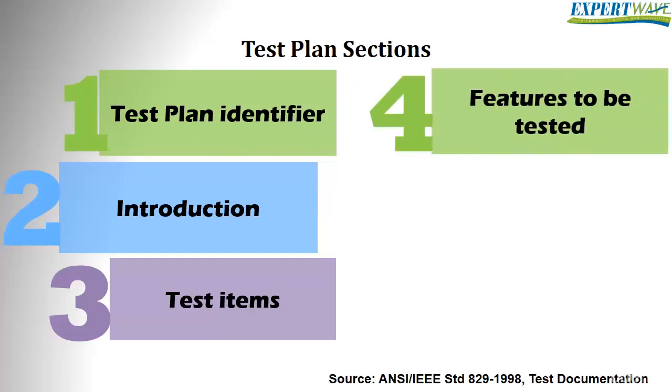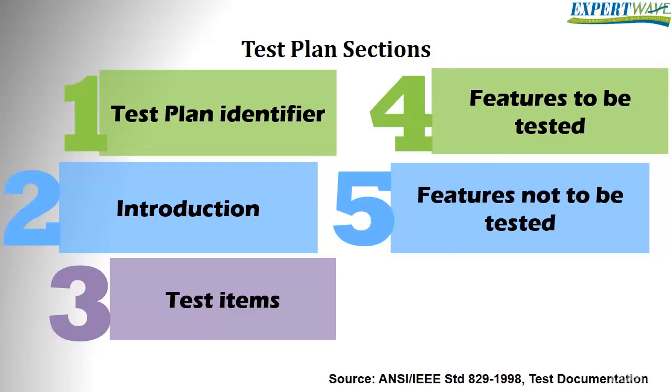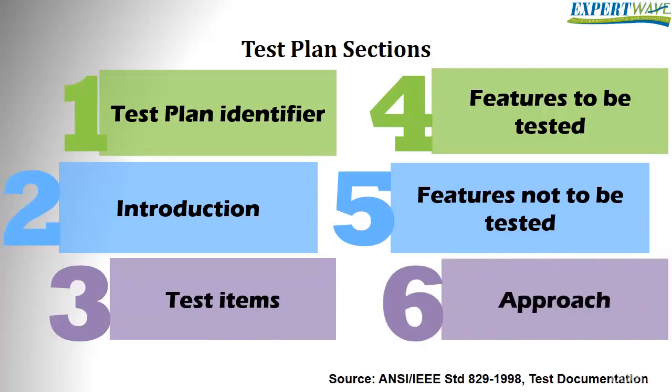4. Features to be tested. In this section, we should identify all software features to be tested by the tester. 5. Features not to be tested. Here we should identify all software features that will not be included in the testing activity and the reasons for not including them. This is very important to set the expectations of the stakeholders of what will be accomplished in this plan. 6. Approach. Details the overall approach for testing.